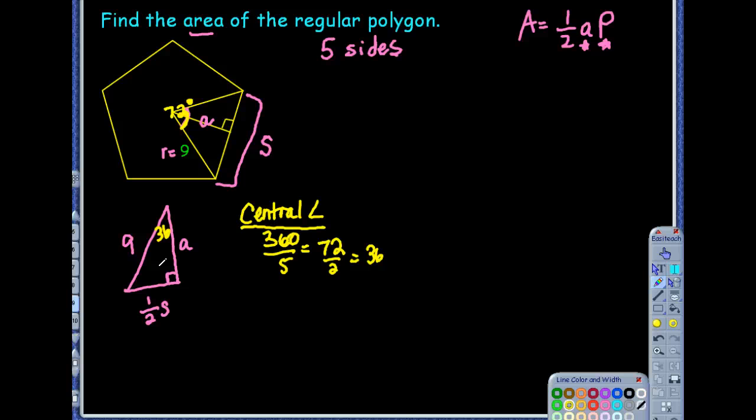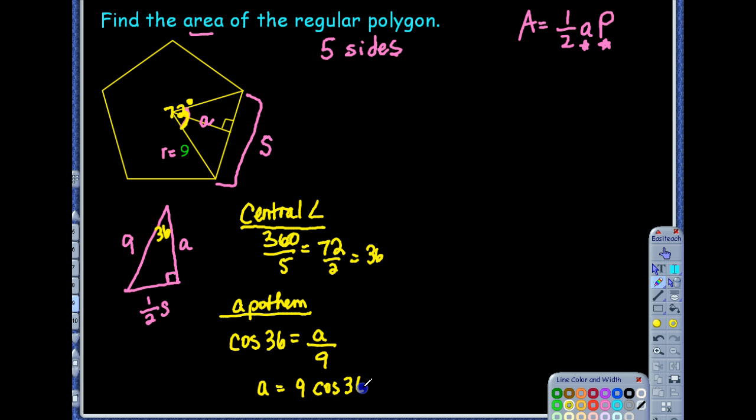So let's find the apothem first. I'm seeing from that 36-degree angle that I've got the adjacent and the hypotenuse, so I know I'm going to be using cosine. So the cosine of 36 equals A over 9. Basically, A is going to equal 9 times the cosine of 36, which gives us 7.2811529, etc. Let's do 4 decimal places.